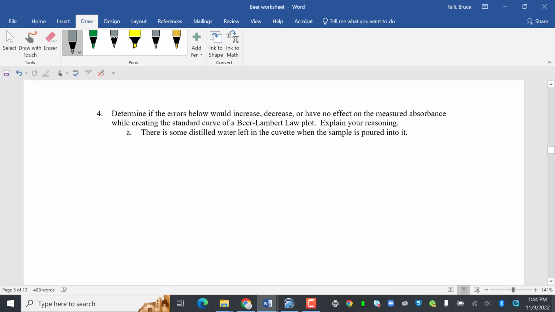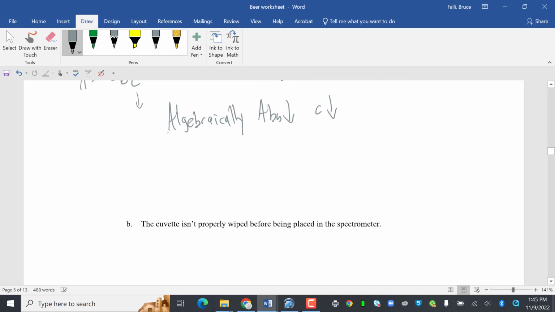Determine if the errors below would increase, decrease, or have no effect on the measured absorbance while creating a standard curve of Beer-Lambert. Explain your reasoning. So I'm going to write A equals. There's some distilled water left in the cuvette when the sample is poured into it. That means concentration would go down. So if concentration goes down, absorbance would go down. Algebraically, absorbance is down when C is down.